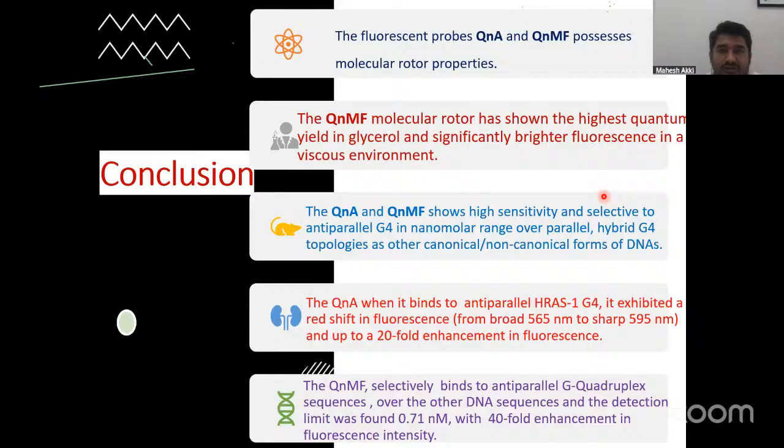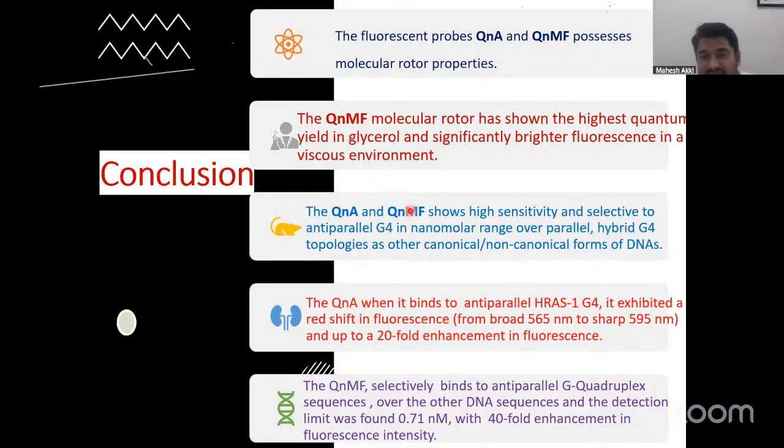Conclusion. The fluorescent probes QNA and QNMF, which possess molecular rotor properties, were synthesized, and the QNMF molecular rotor showed the highest quantum yield in glycerol and significantly brighter fluorescence in a viscous environment. QNA and QNMF both showed high sensitivity and selectivity towards anti-parallel G-quadruplexes in the nanomolar range over parallel, hybrid G4s and other single-stranded and double-stranded DNAs.